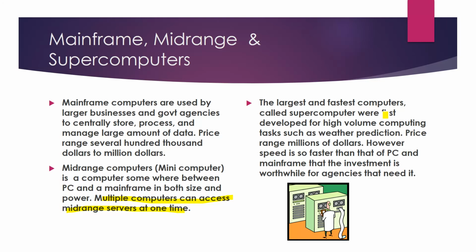The largest and fastest computers, called supercomputers, were first developed for high volume computing tasks such as weather prediction. Price range: millions of dollars. However, the speed is so much faster than that of a PC and mainframe that the investment is worthwhile for agencies that need it. So the largest and fastest computers are called supercomputers, and they are usually used for weather prediction.